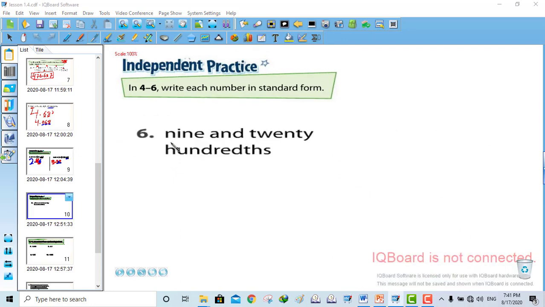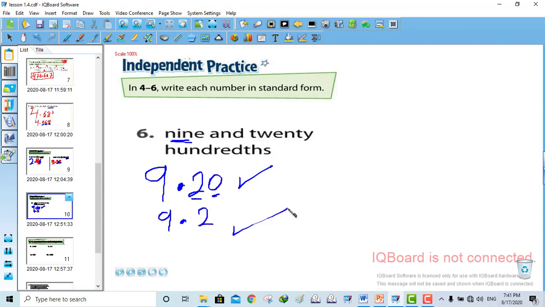Question number 6. 9 and 20 hundredths. 9 means 9 in the ones, so here the 9. And 20 hundredths means, yes, 20 in the hundredths place. It's 1, 2, yeah. So here the decimal point. Actually, some students can answer it like this, and it's okay. And another student can answer it also 9.2. It's okay. Why, teacher? Here 20 and here only 2. Actually, they are the same. We name them in math equivalent decimals.